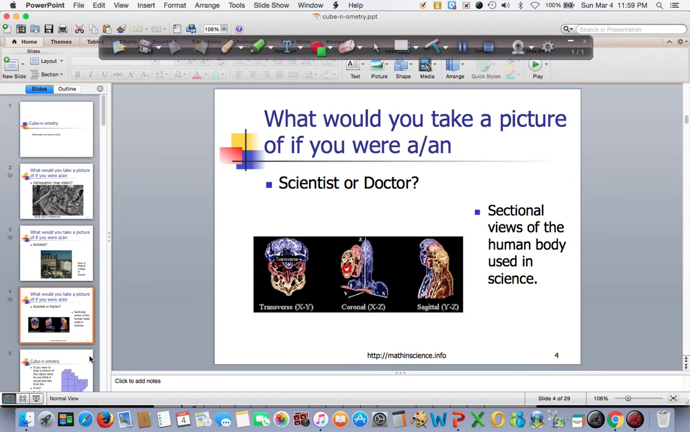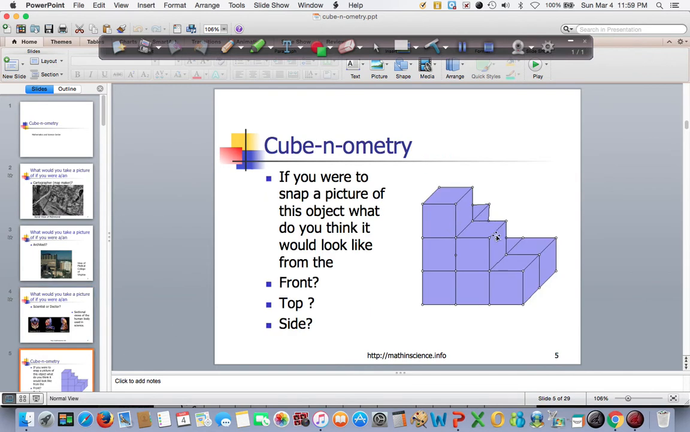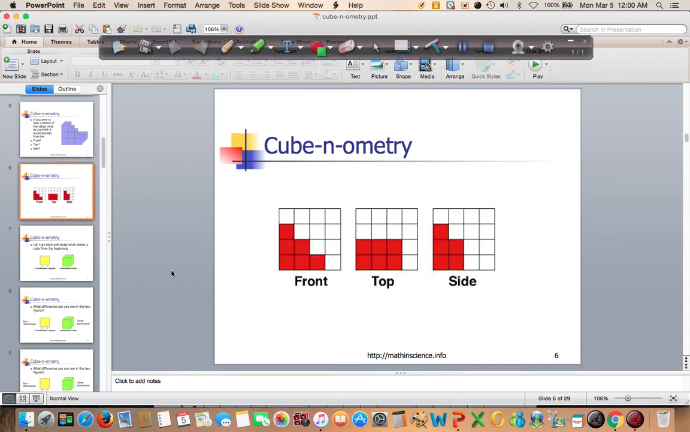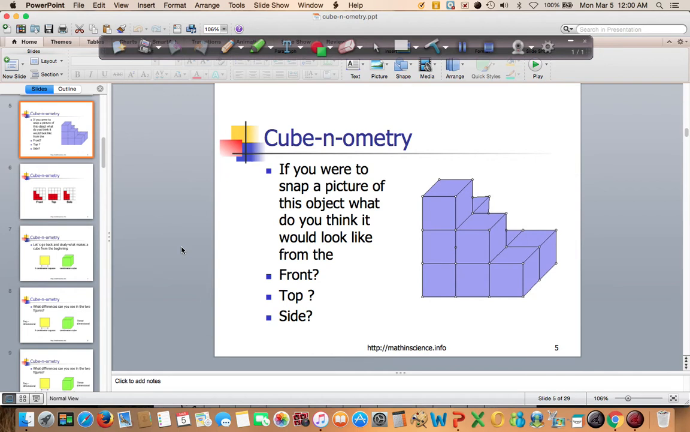So we use this idea when we're looking at images of 3D models made from blocks. And what would this look like if I were the architect and I wanted to see it from the front? Or if I were making a map of this and I wanted to see it from the top, or a scientist and I need to see it from the sides in different sections. How would it look? So, there we go. So this is how that picture would actually look.